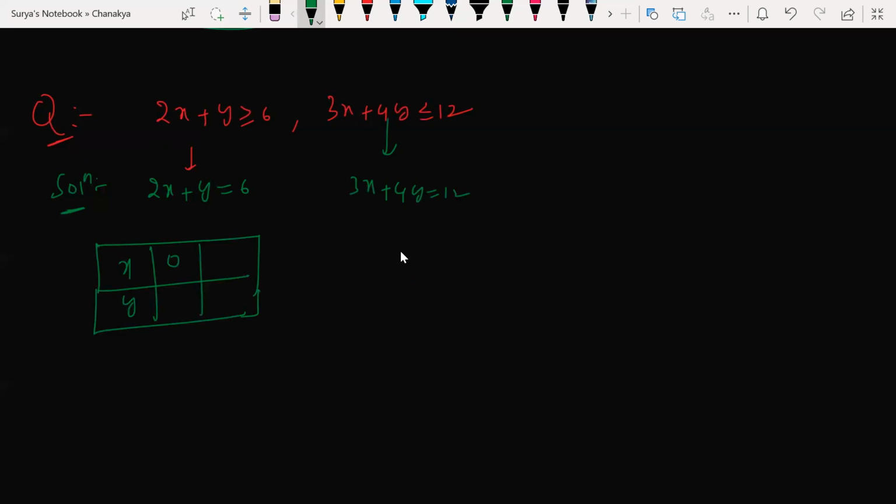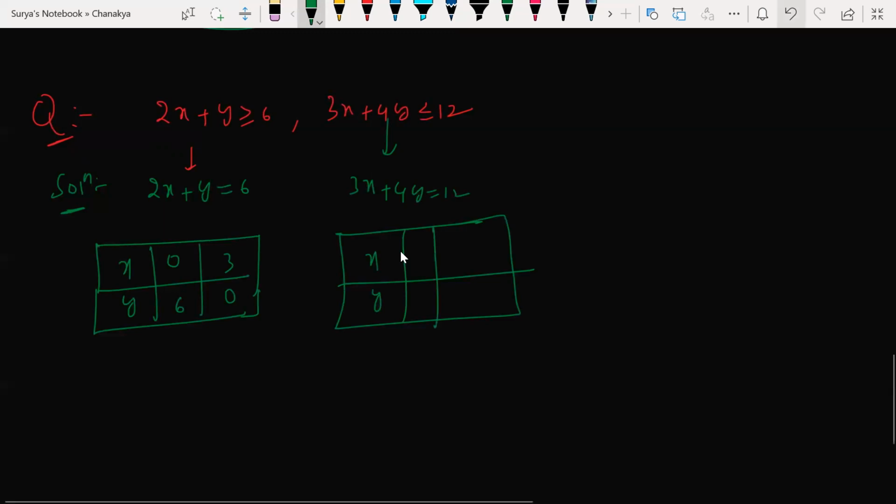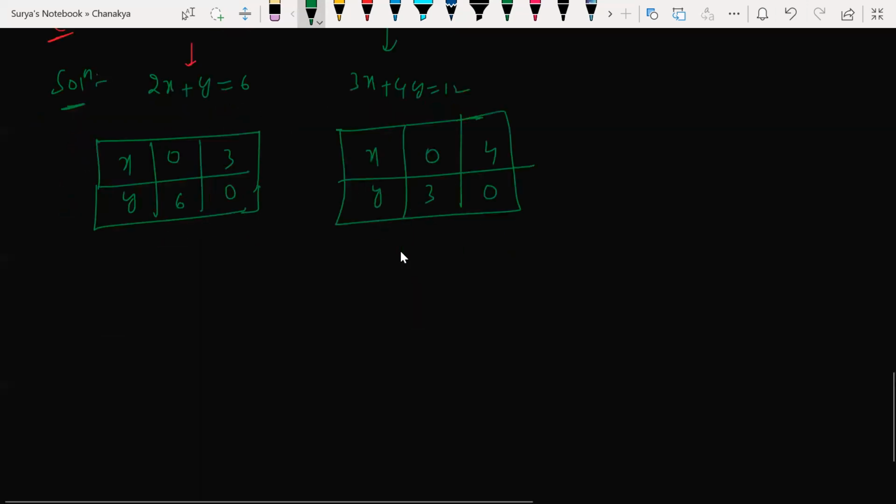Okay. If x is equal to 0, what is the y value? 6. If y is 0, what is the x value? 3. Isn't it? Very simple. Always the same procedure. For the second equation, if x is equal to 0, what is the y value? 3. If y is 0, what is the x value? 4.